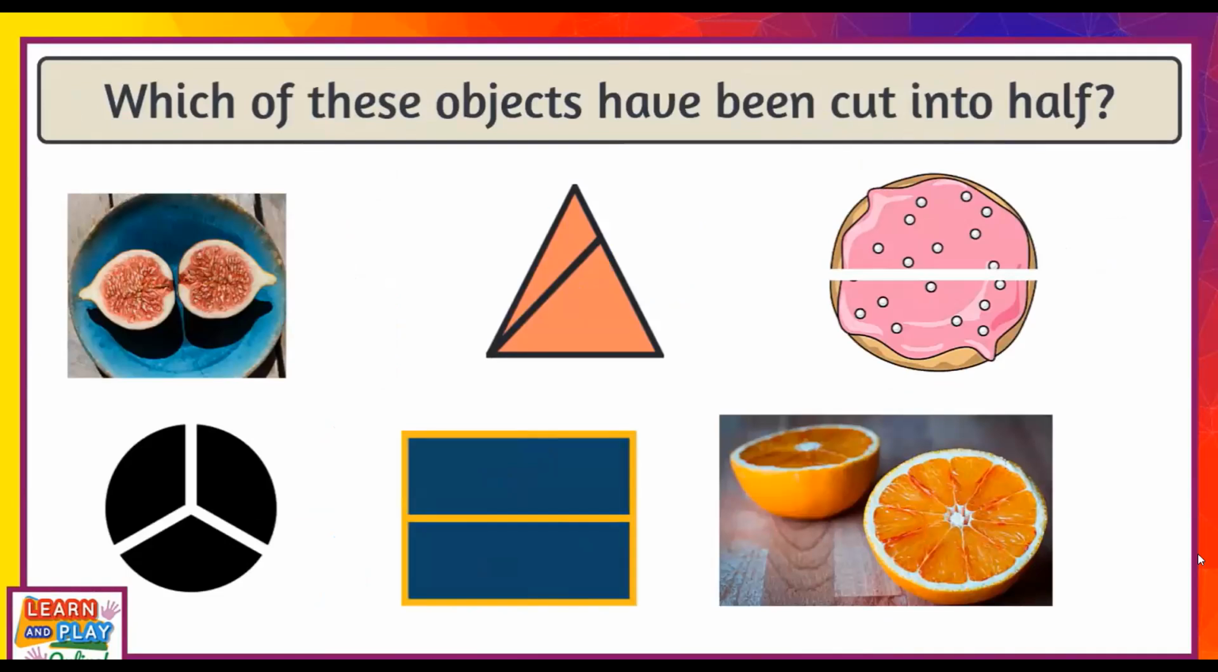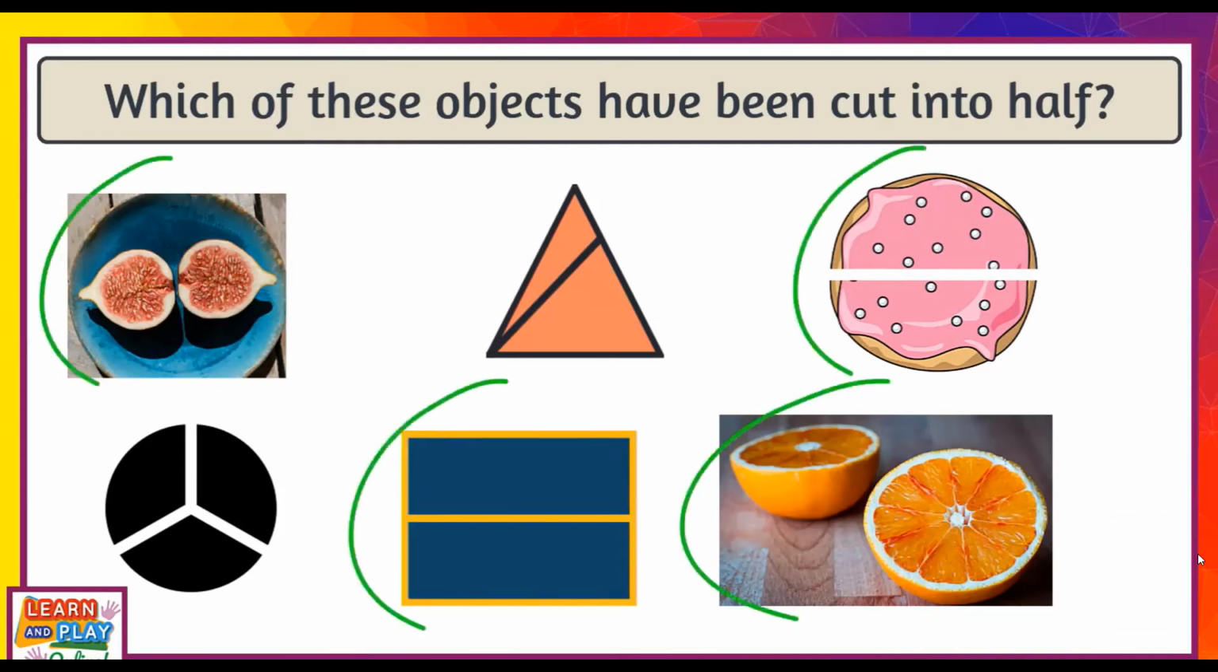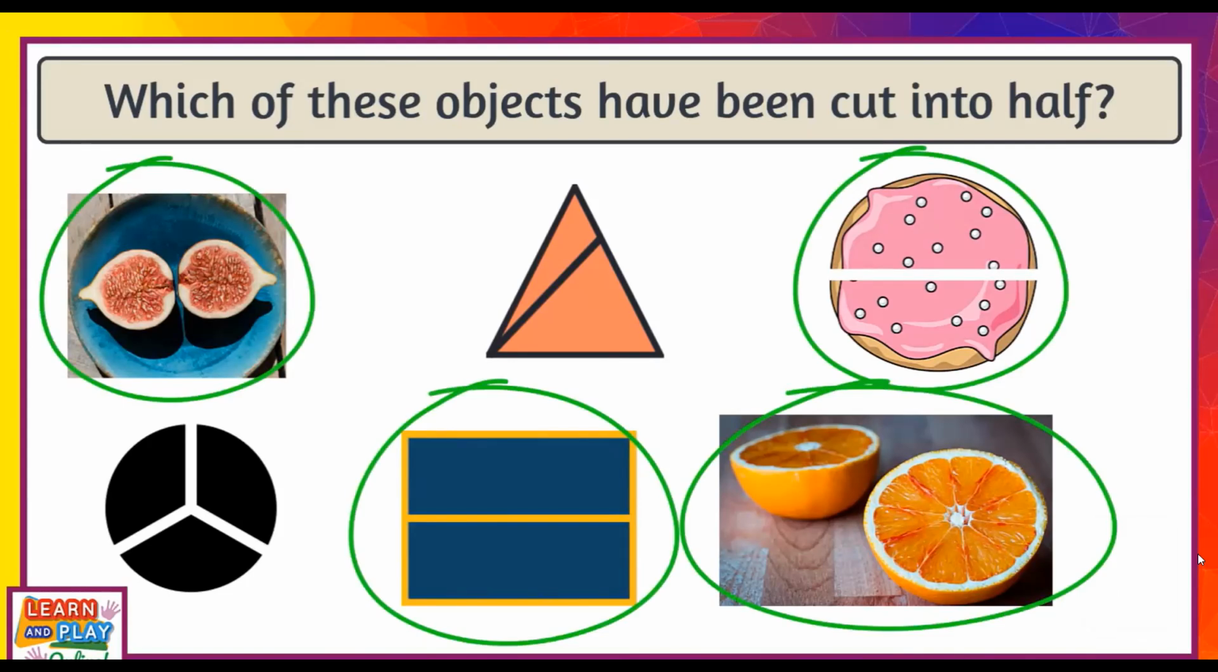Have a look at these pictures. Which of these objects have been cut into half? Remember, an object has been cut into half if there are 2 equal pieces. You can pause the video to discuss it with someone. We are now going to show you the answers. The objects that have been circled have been cut into half because they all have 2 equal parts.